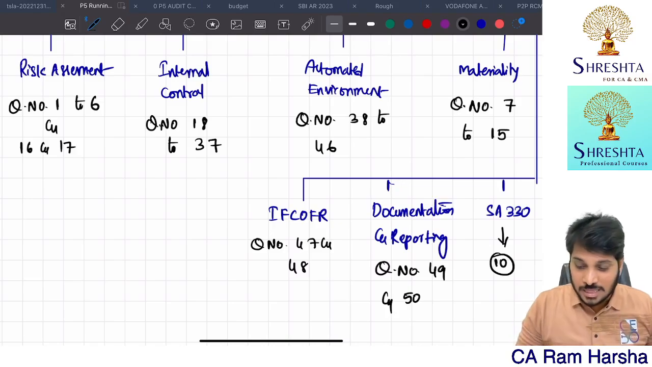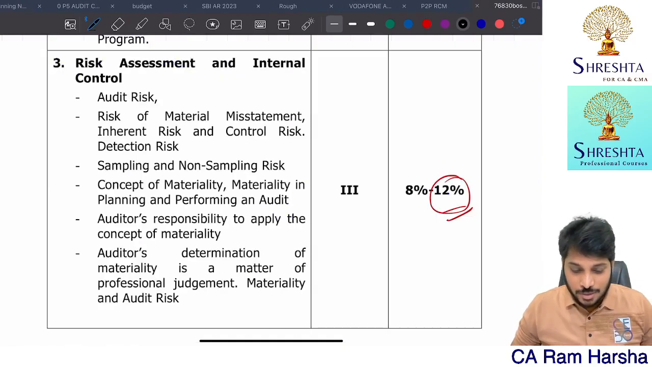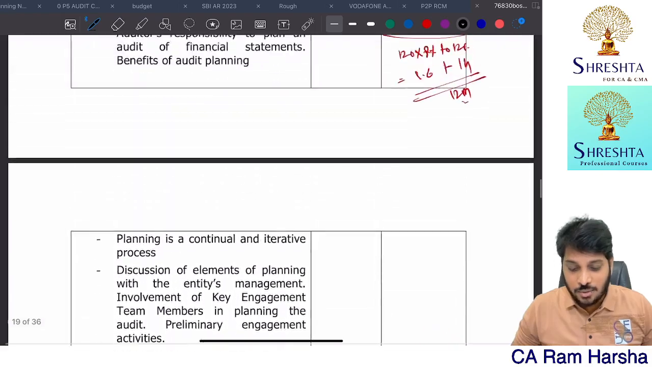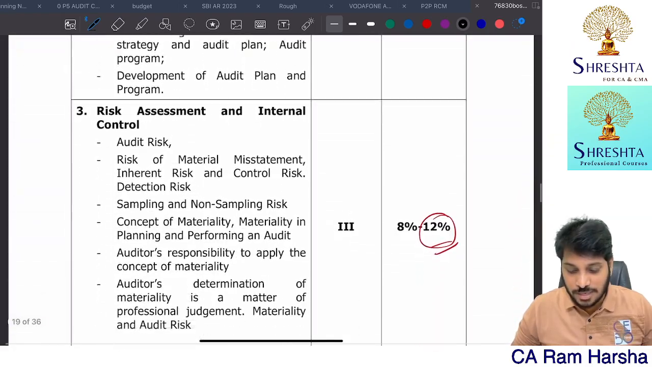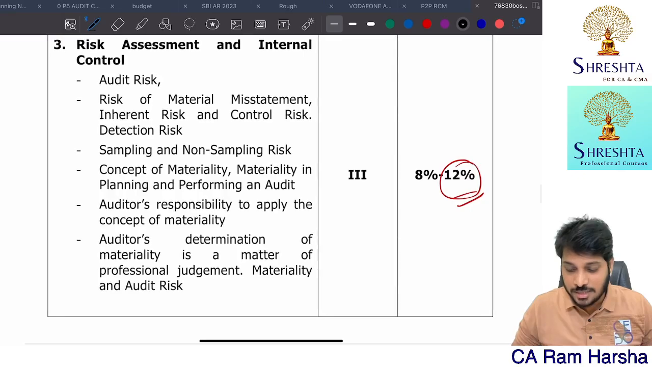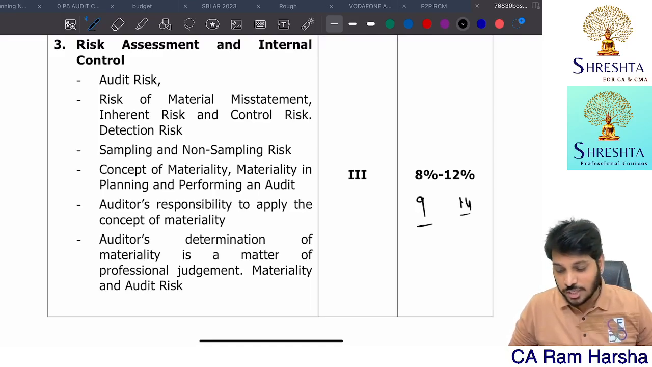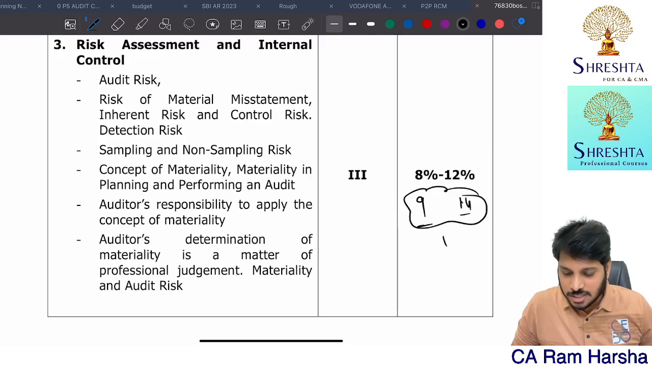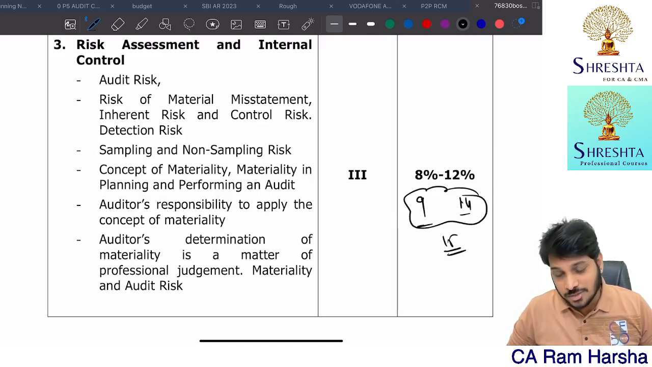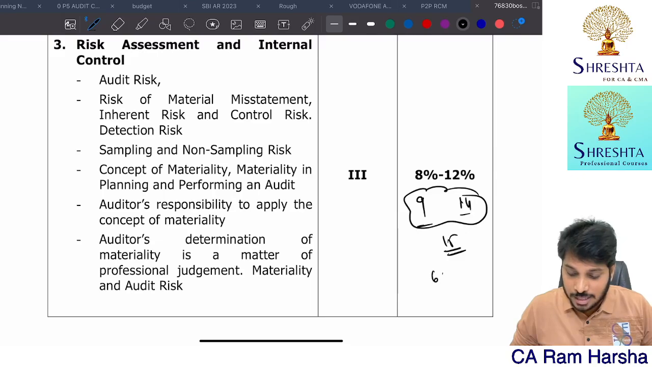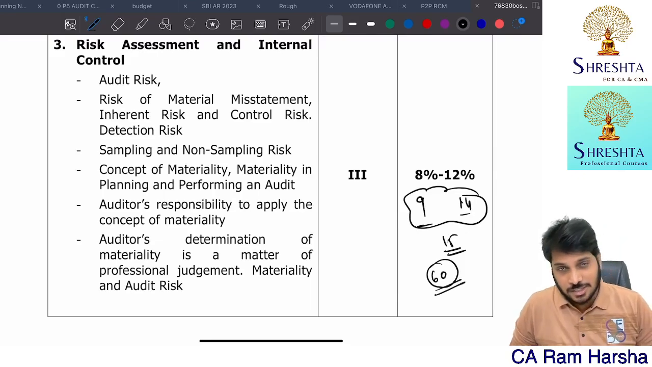And the weightage of this chapter, you see, this is the section-wise weightage document. Risk assessment chapter weightage is 8 to 12%. So on 120 marks, minimum 9 marks, maximum 14, since 120 multiplied by 12% is about 14. This is the weightage. So worst scenario, not more than 15 marks for approximately 60 questions of content.